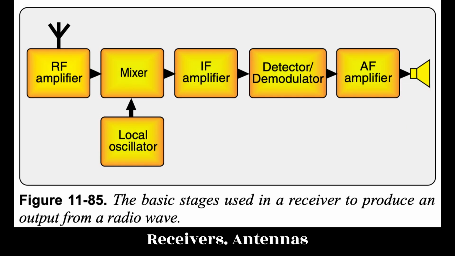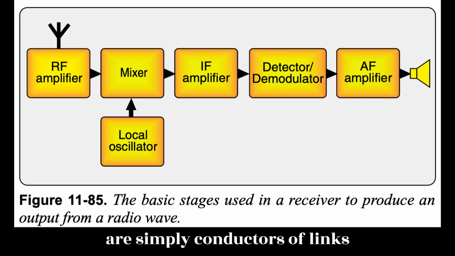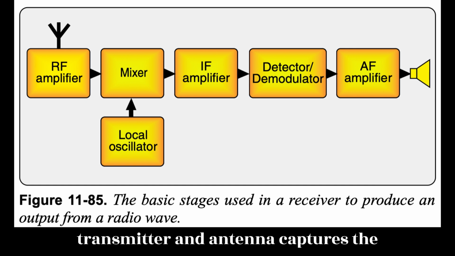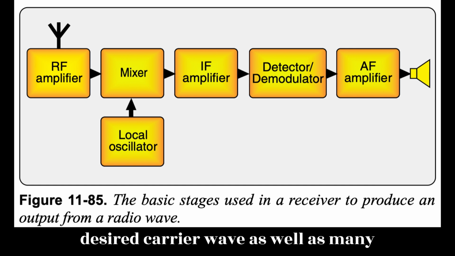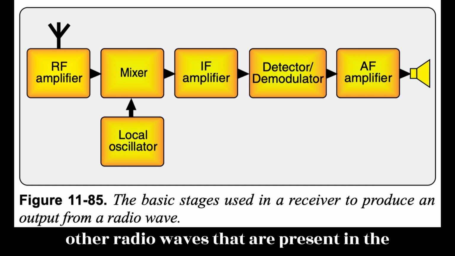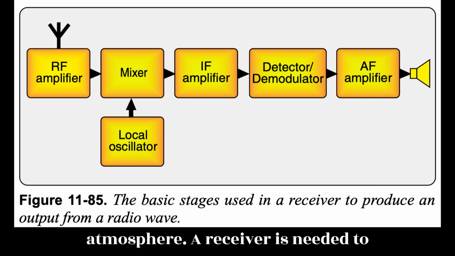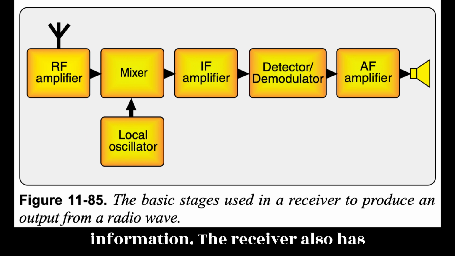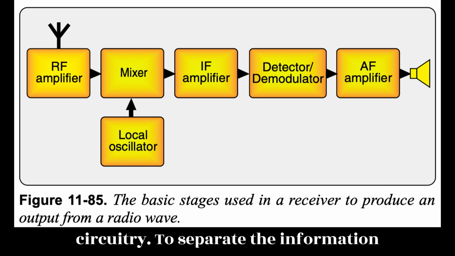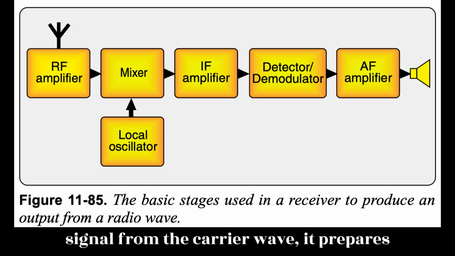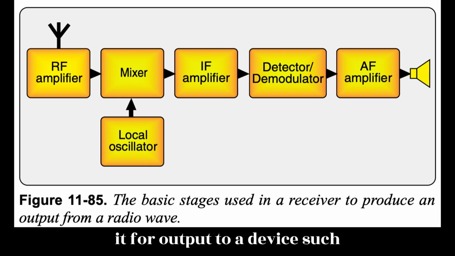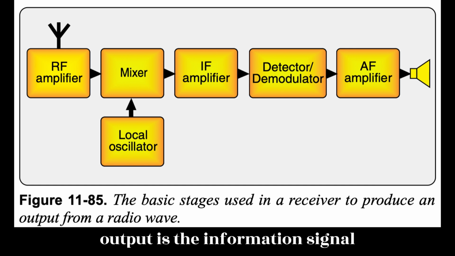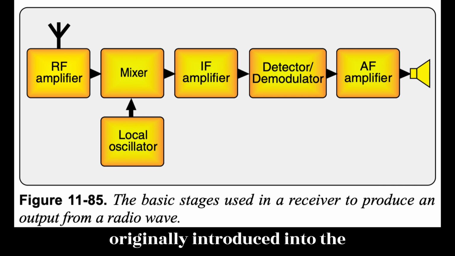Receivers. Antennas are simply conductors of lengths proportional to the wavelength of the oscillated frequency put out by the transmitter. An antenna captures the desired carrier wave as well as many other radio waves that are present in the atmosphere. A receiver is needed to isolate the desired carrier wave with its information. The receiver also has circuitry to separate the information signal from the carrier wave. It prepares it for output to a device, such as speakers or a display screen. The output is the information signal originally introduced into the transmitter.